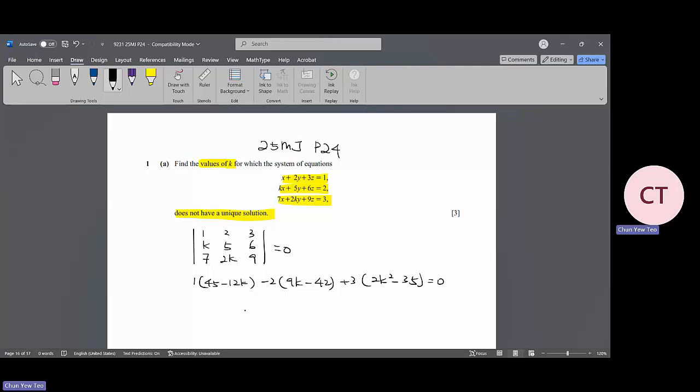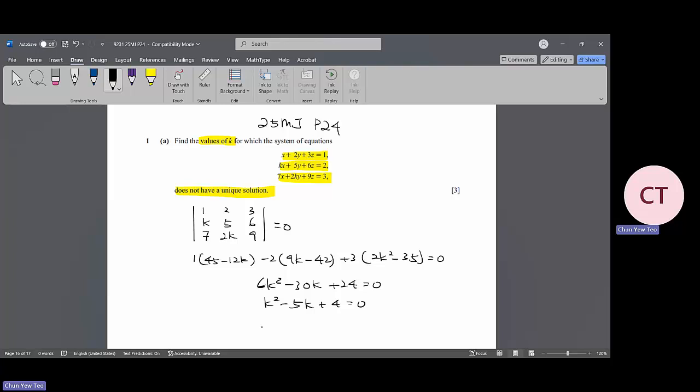So we just need to expand and simplify. You will get 6k squared minus 30k plus 24 equal to 0. They are all multiples of 6, so divide everything by 6. Then you can factorize it to get (k minus 4)(k minus 1) equal to 0. So k is equal to 1 and k is equal to 4. Done. This is the answer for question 1A.